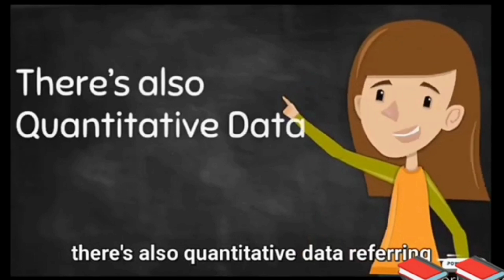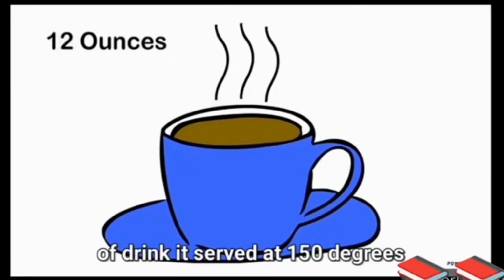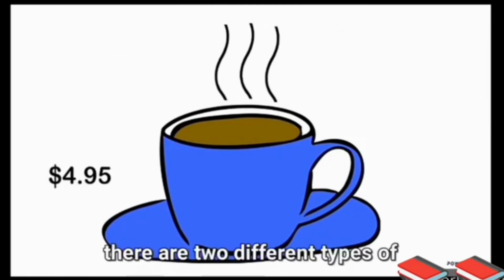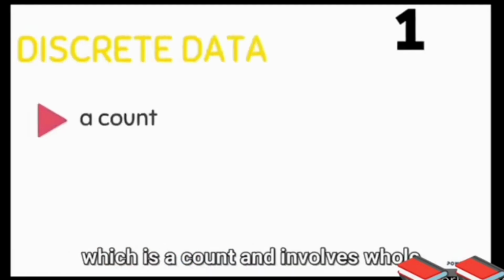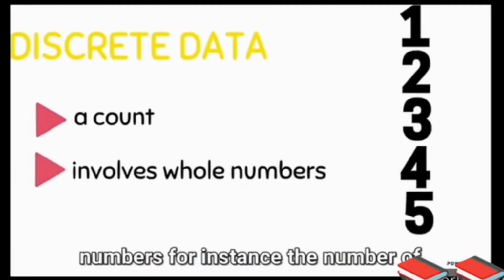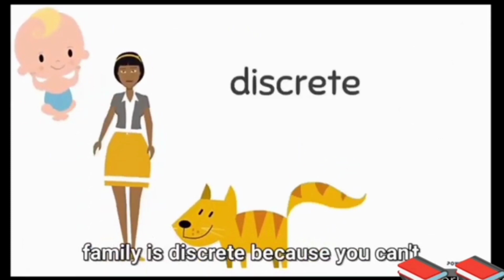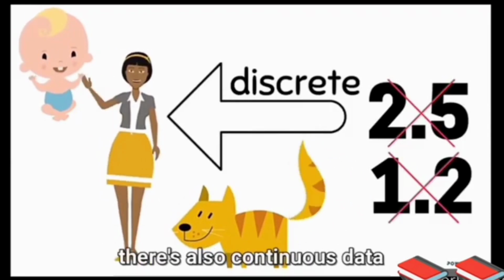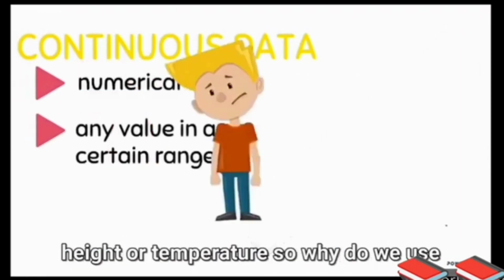There's also quantitative data, referring to numbers. The latte contains 12 ounces of drink, is served at 150 degrees Fahrenheit, and costs $4.95. There are two different types of quantitative data. There is discrete data, which is a count and involves whole numbers, for instance, the number of children, adults, or pets in your family. This is discrete because it has two. You can't have 2.5 kids or 1.2 pets. There's also continuous data. This is numerical data with any value in a certain range, such as height or temperature.